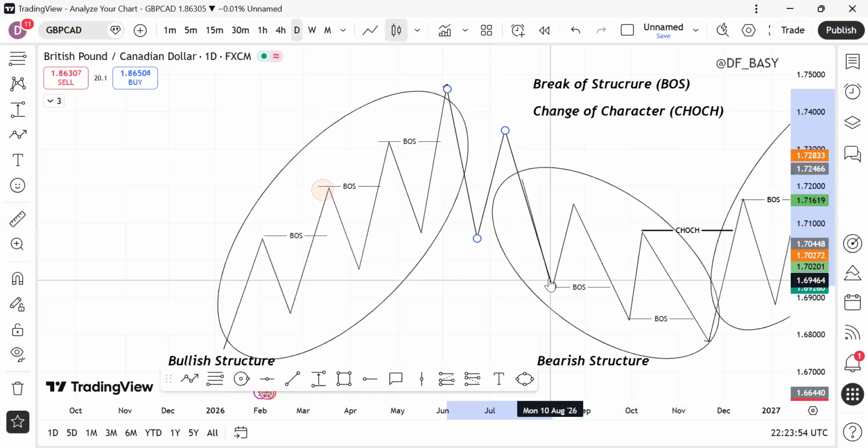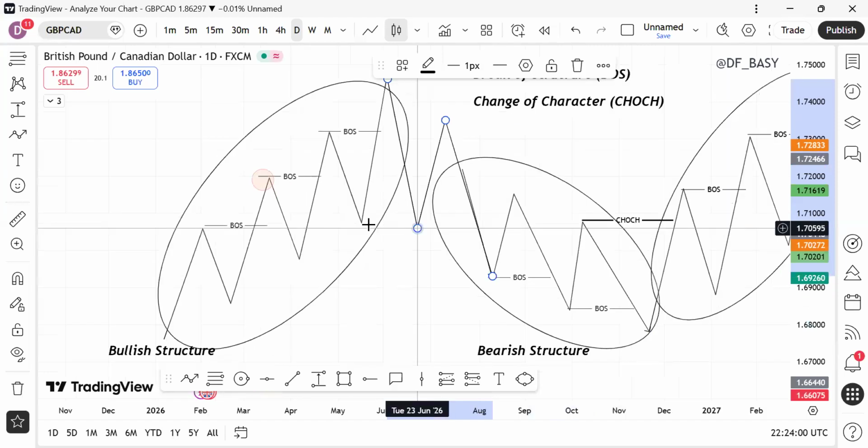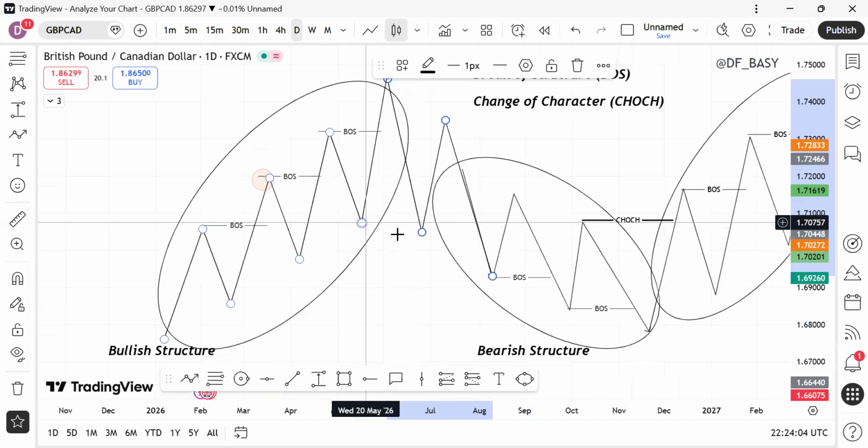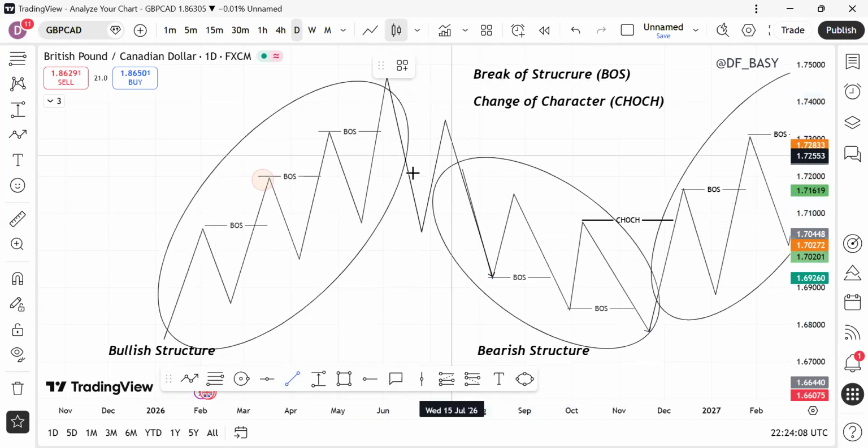Okay. If you guys are with me, see, it aligns with this. So once it takes out this low, this higher low, which it was not supposed to take out, where did this market change? Where did this formation change?